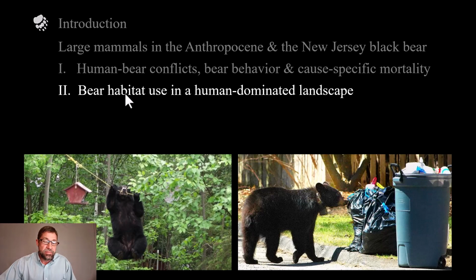In the second chapter, we're going to think about black bear spatial ecology in this human-dominated landscape. It's a landscape with a lot of concrete, farms, neighborhoods. Specifically, we're going to think about how a bear's conflict history, whether it's identified in the database as a problem bear because it's gotten into trouble in the past, how that conflict history influences how the bear uses the landscape.